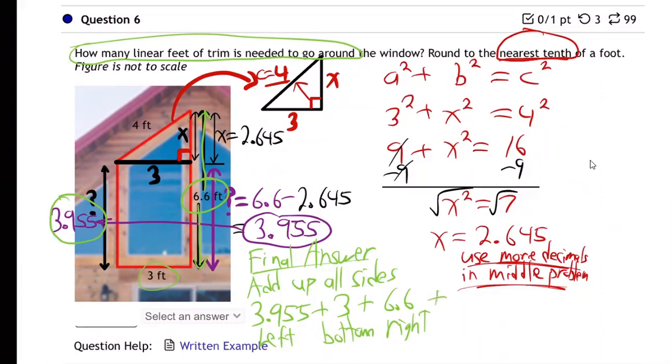6.6 plus, and then the 4 feet right here. The 4, which is the top. Add all those up on your calculator. And I'm getting 17.555. There we go.